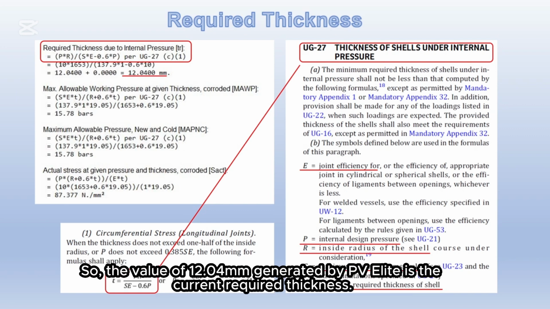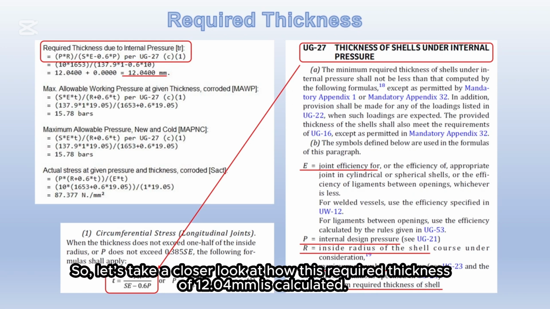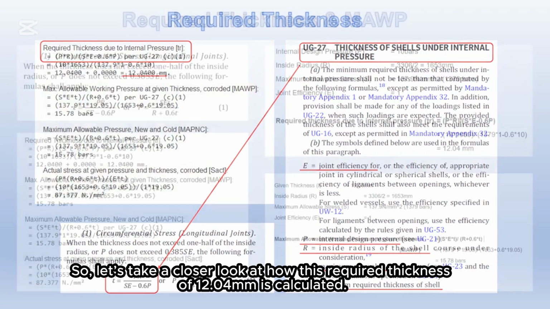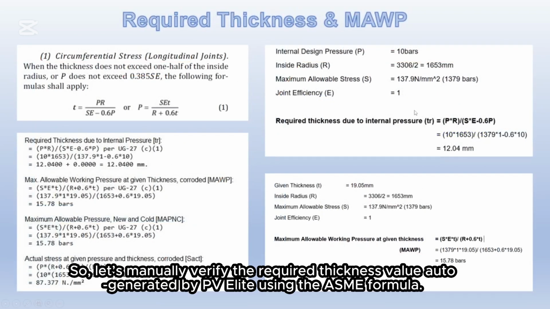So, the value of 12.04 millimeters generated by PV Elite is the current required thickness. Let's take a closer look at how this required thickness of 12.04 millimeters is calculated. Let's manually verify the required thickness value auto-generated by PV Elite using the ASME formula.